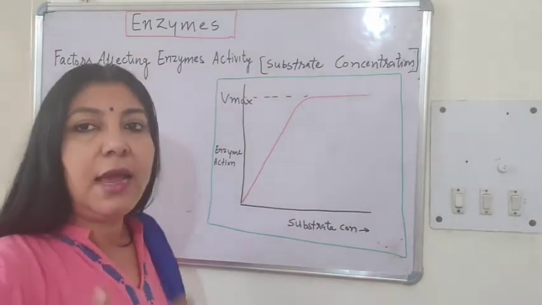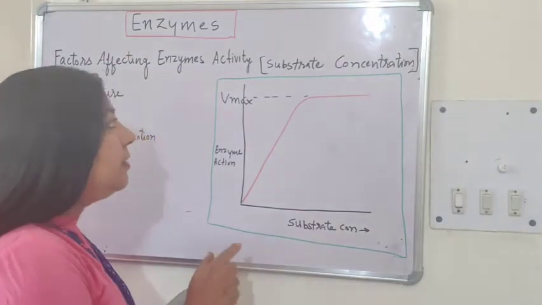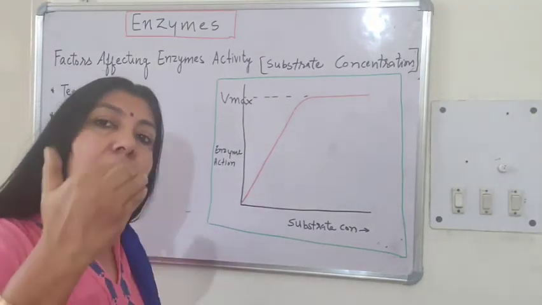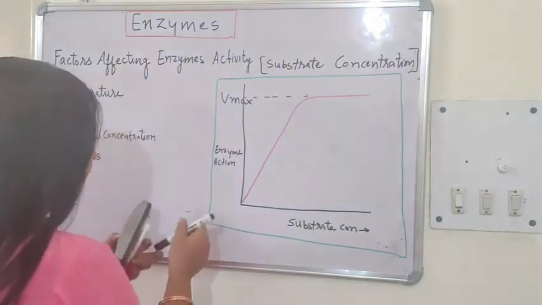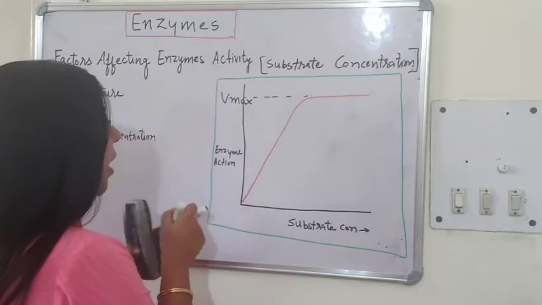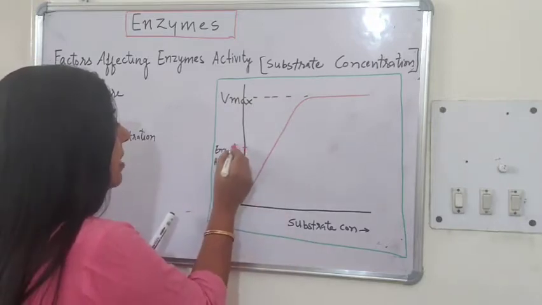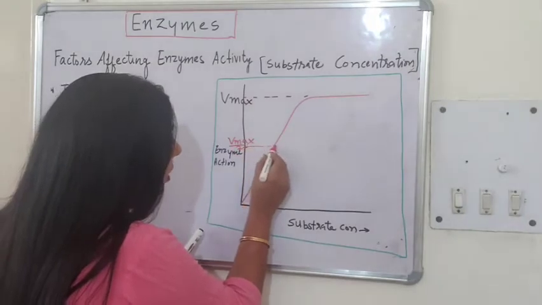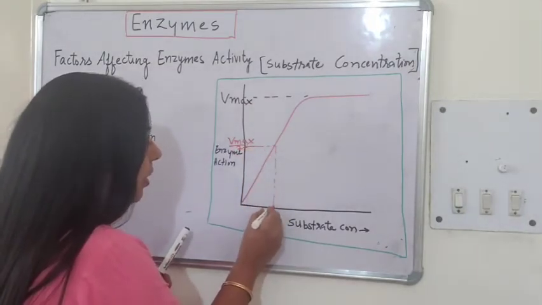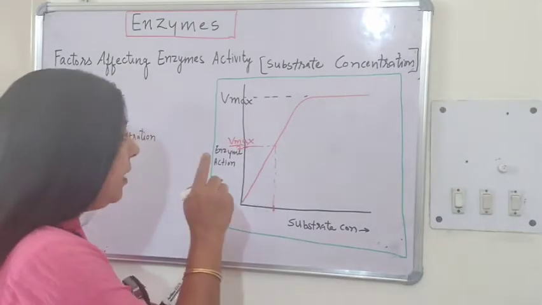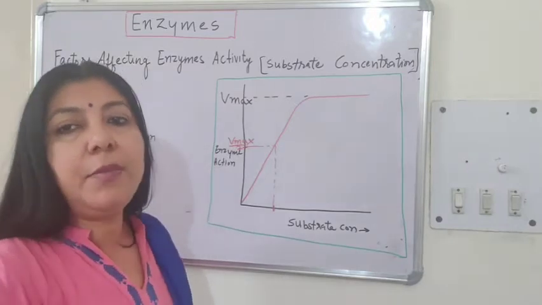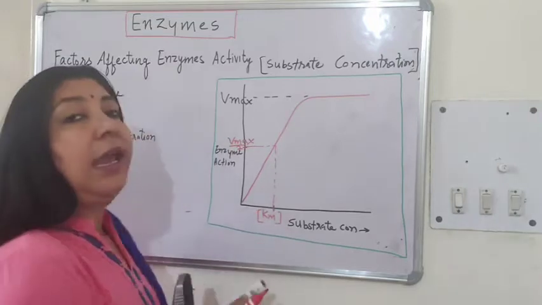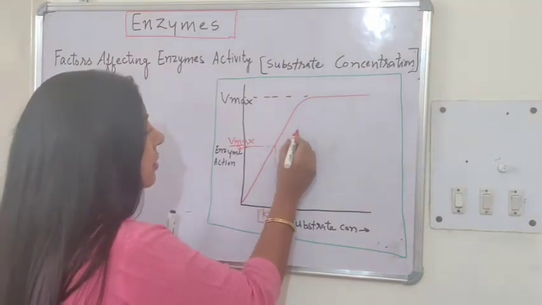Now, when we consider the concentration of substrate, we consider the concentration at which the velocity is half of the Vmax. So here we will take the halfway. Halfway means the enzyme activity is half of the Vmax here. So we plot a graph here, and a point comes where the velocity is half of the Vmax. That concentration is called the Km value. Km stands for Michaelis constant.